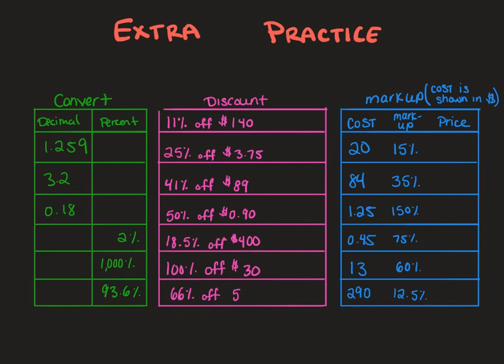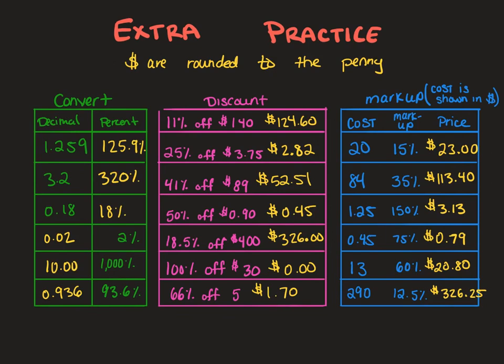And the third one gives you an original cost plus the percentage of markup that's desired, and you need to find the final price. Remember, when we mark something up, we want to also recoup 100% of the original cost. So after a markup, your final price should always be higher than the original cost. You can pause here to check your work. The answers are in gold, and any answers that are dollar amounts have been rounded to the nearest penny.